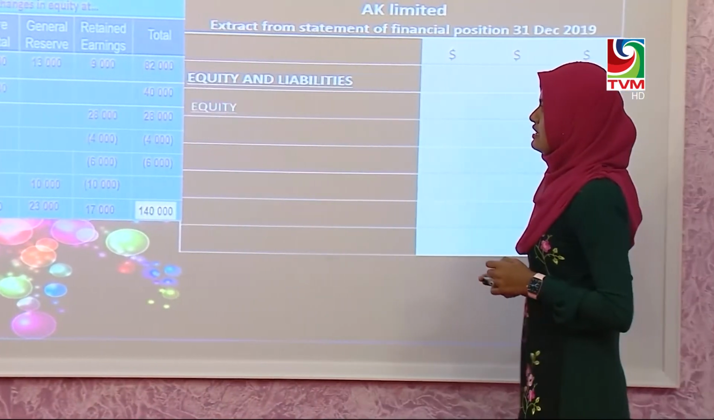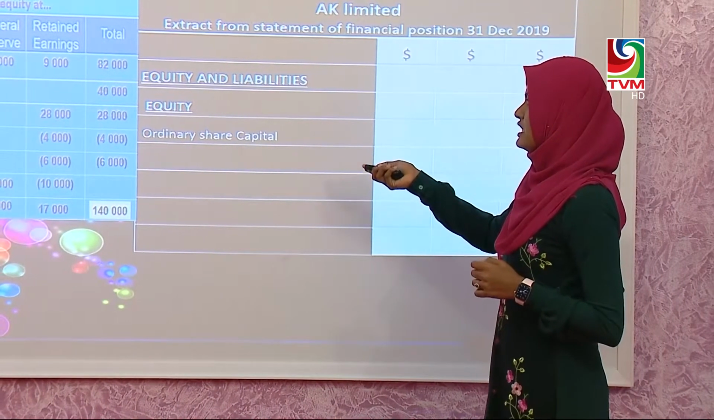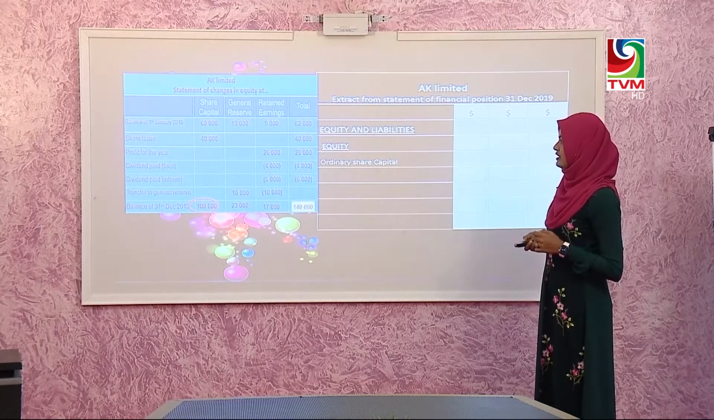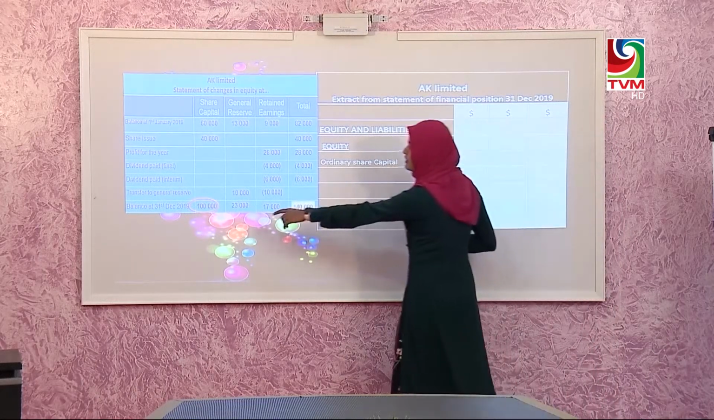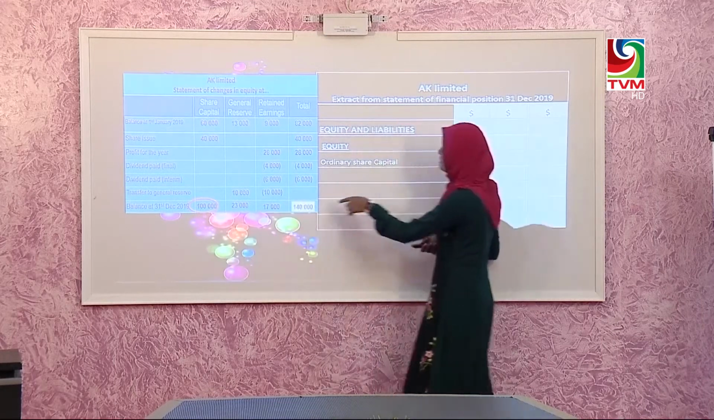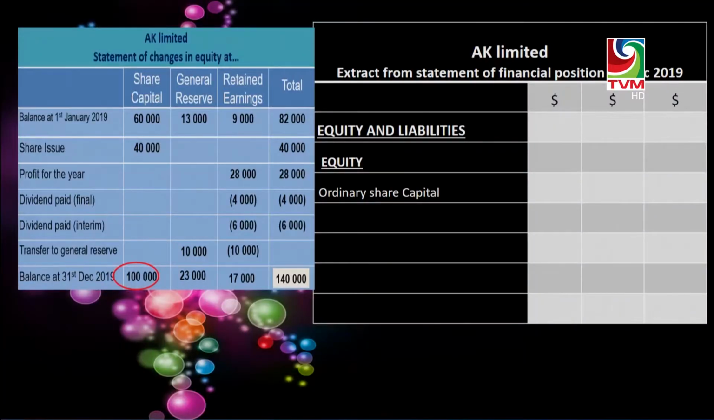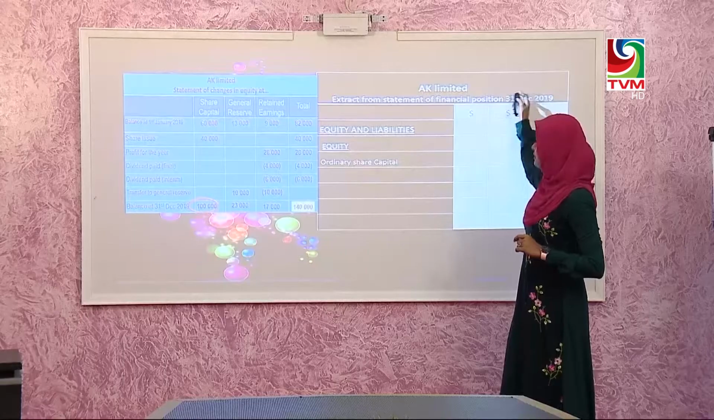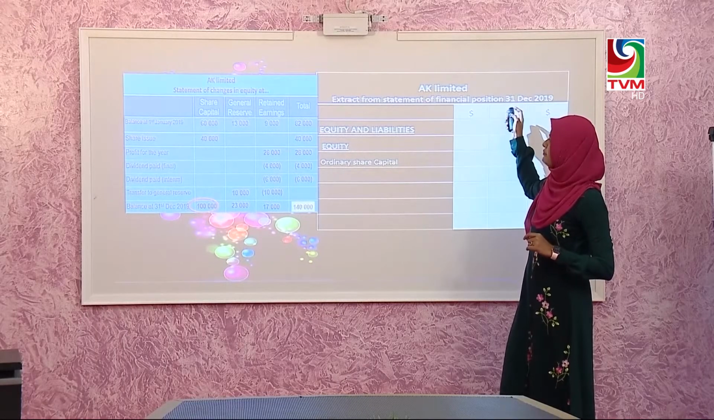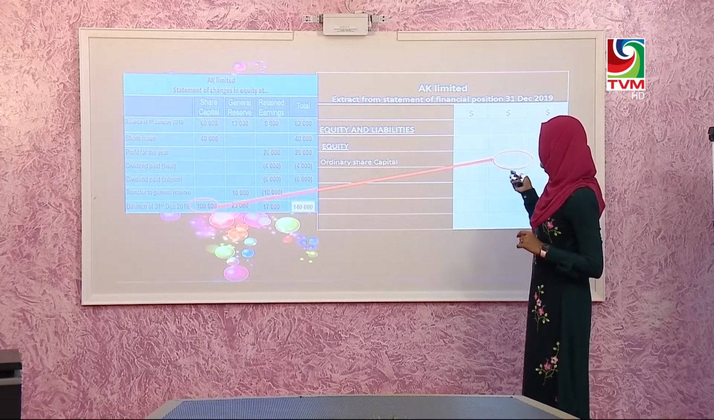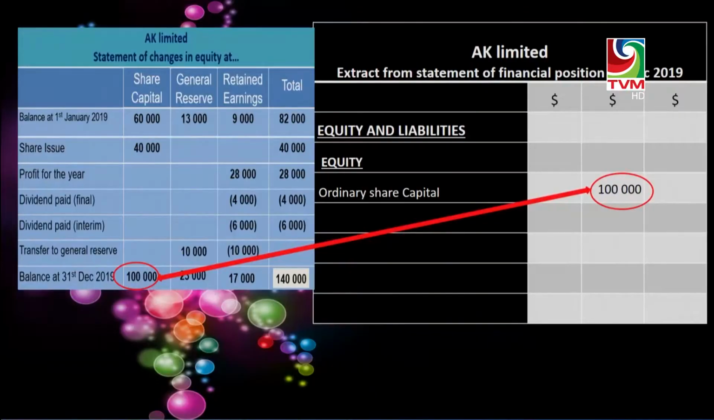So the first one is the share capital. Share capital is ordinary share capital here, and you need to transfer the total of 100,000 to the statement of financial position, because you can see here that the balance at 31st December is given as 100,000. And we are preparing the statement of financial position also for the same date. So ordinary share capital is 100,000, and this is where you have to record this 100,000.